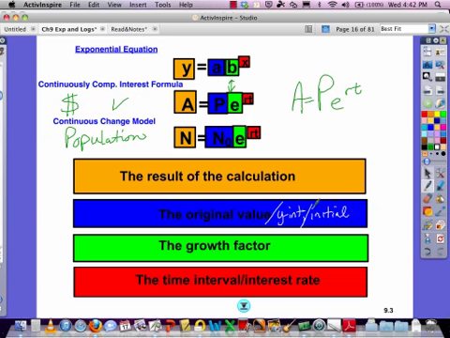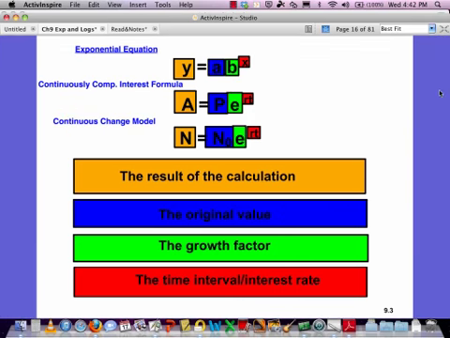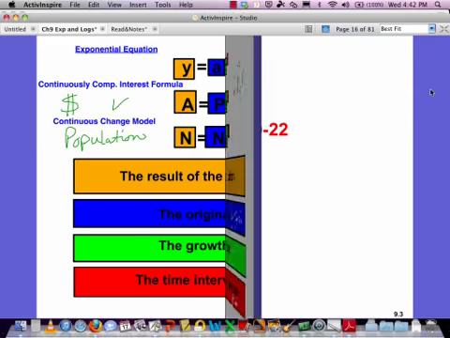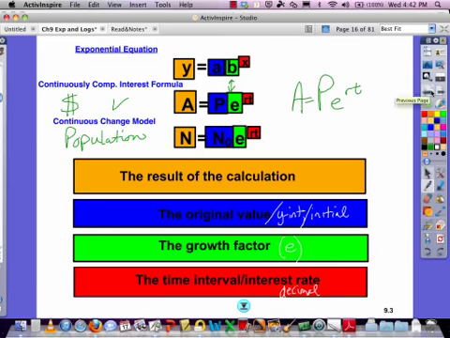The growth factor always grew before when it was greater than 1; if it was less than 1, it didn't. Now the growth factor is that e value, and e is a number. Then the time interval is usually time in years, and we also have the interest rate. And remember, the interest rate must be written in decimal form. So that's really the only difference you're going to see. So PERT and NERT are really the same equation. We could do it with a population, or we could do it with money.